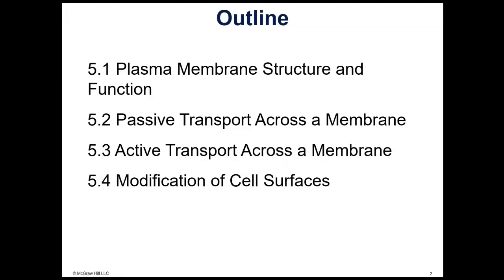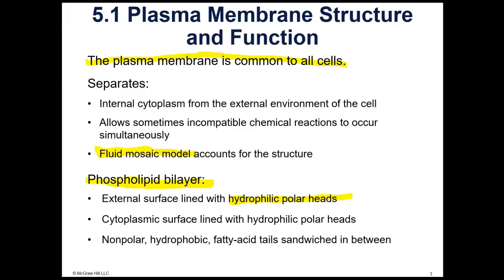Okay, so there are 4 sections, and they're all important. Plasma membrane structure and function, passive transport across a membrane, that means transport that does not require energy, and then active transport across a membrane, and then the last section is on modification of cell surfaces. So the first 3 sections are more important, but the last section is important as well. The first 3 are the most important, though.